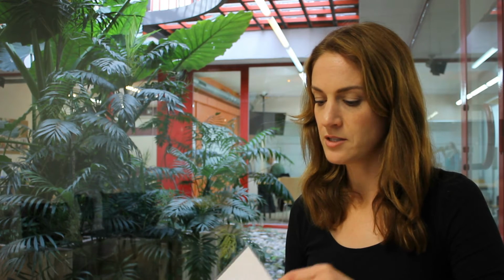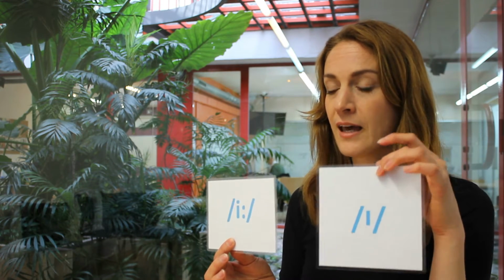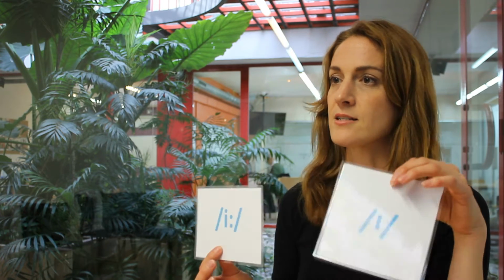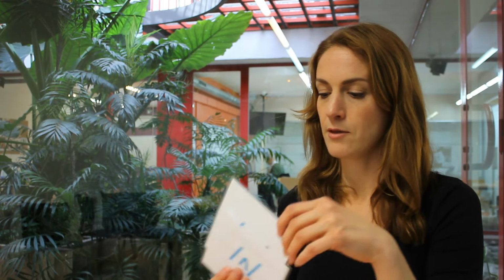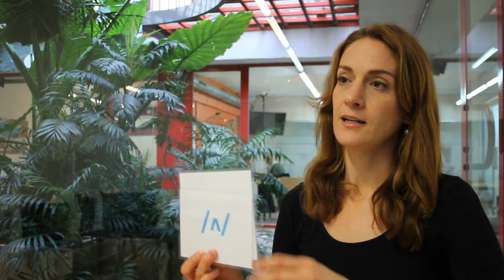So in the first set, because I have two different sets, the students will learn the difference between the long E and the short E. Before I introduce the game, I would obviously practice the sounds, give them some examples, let them come up with some example words. And this is the first pair, and then the second one is the long A and the short A.